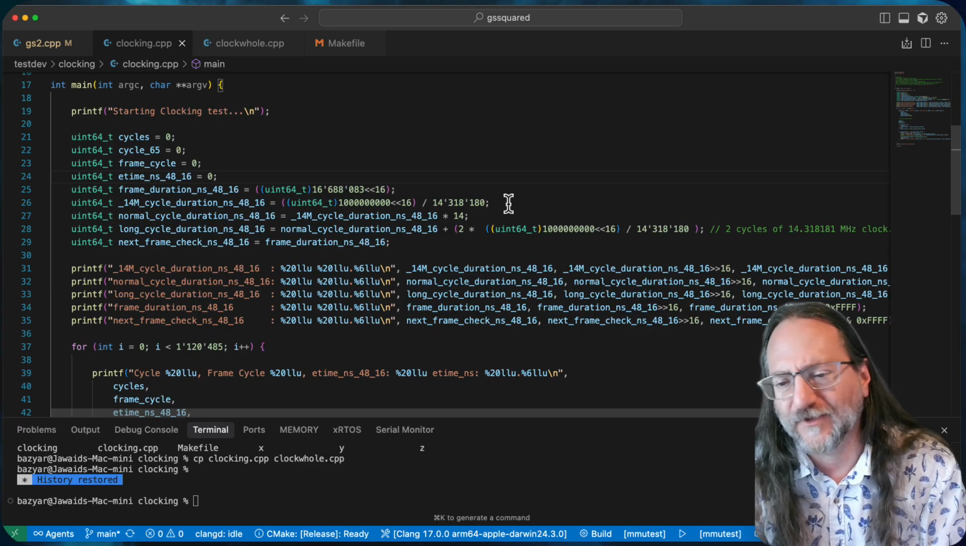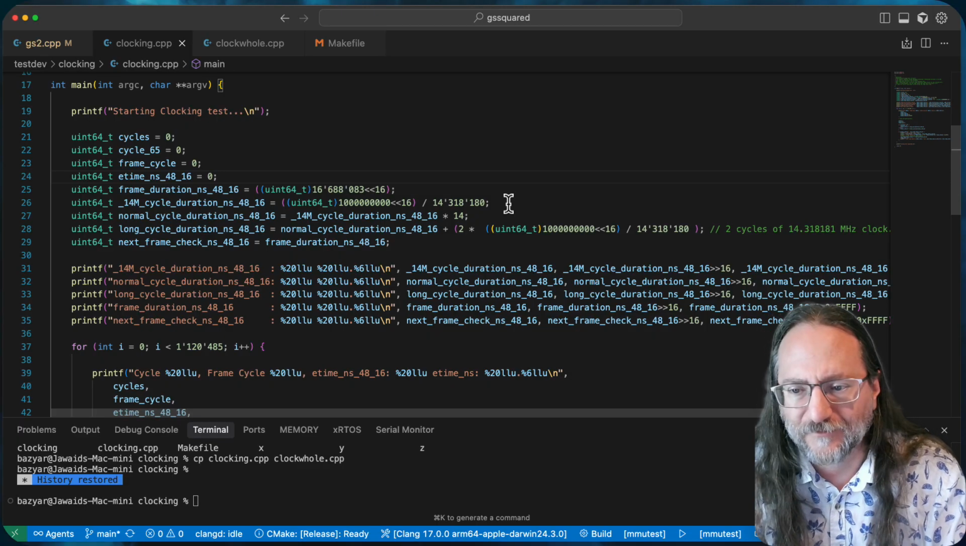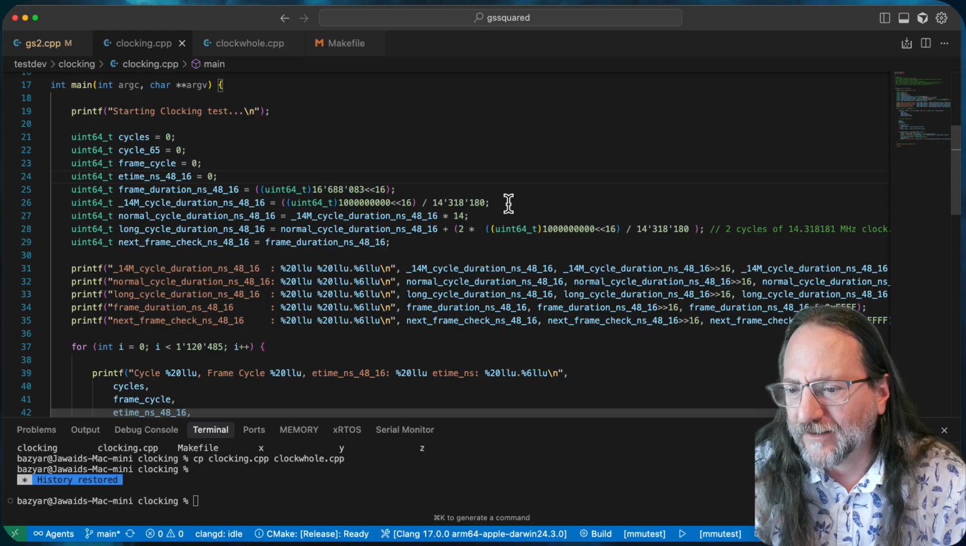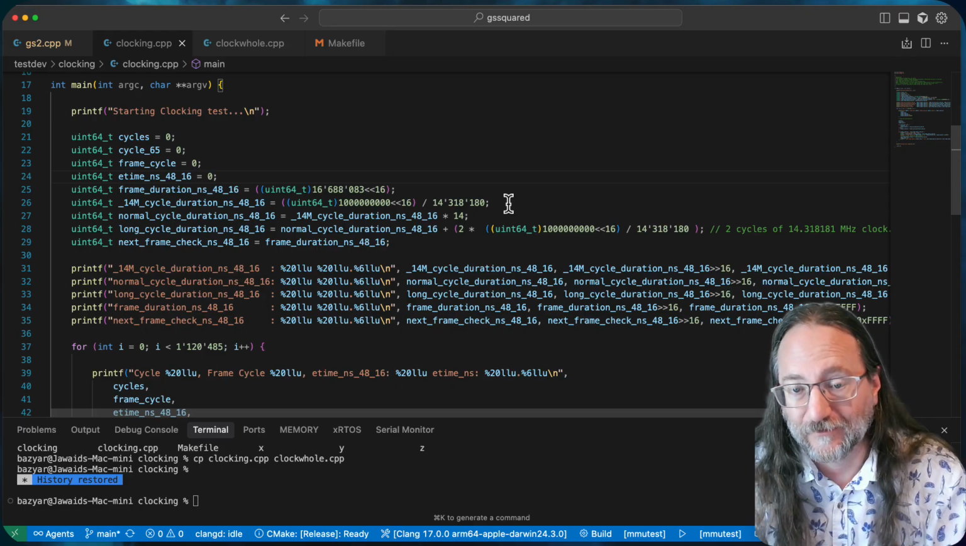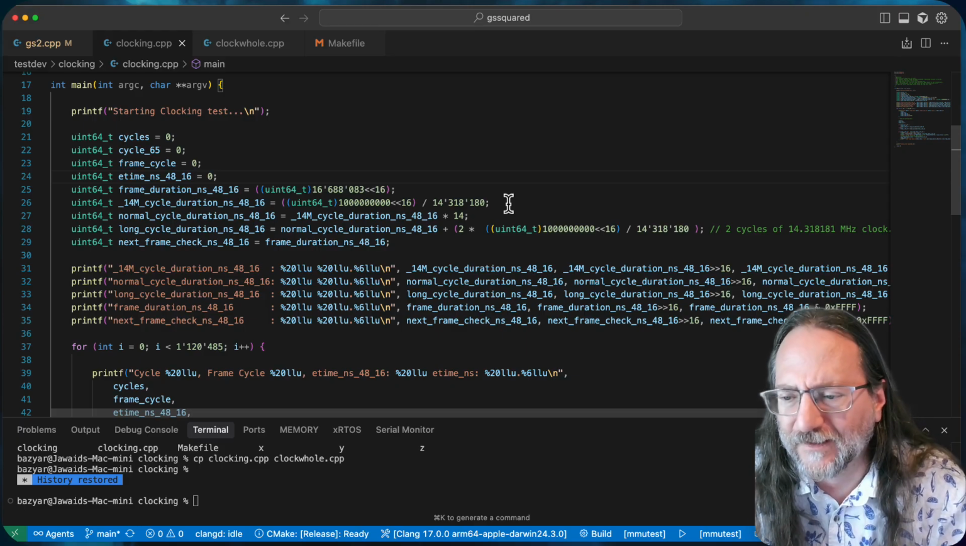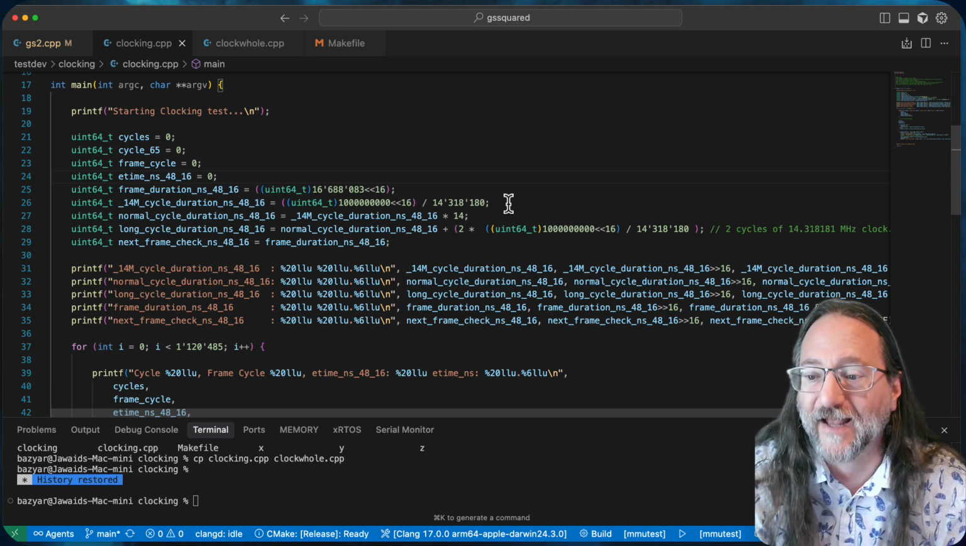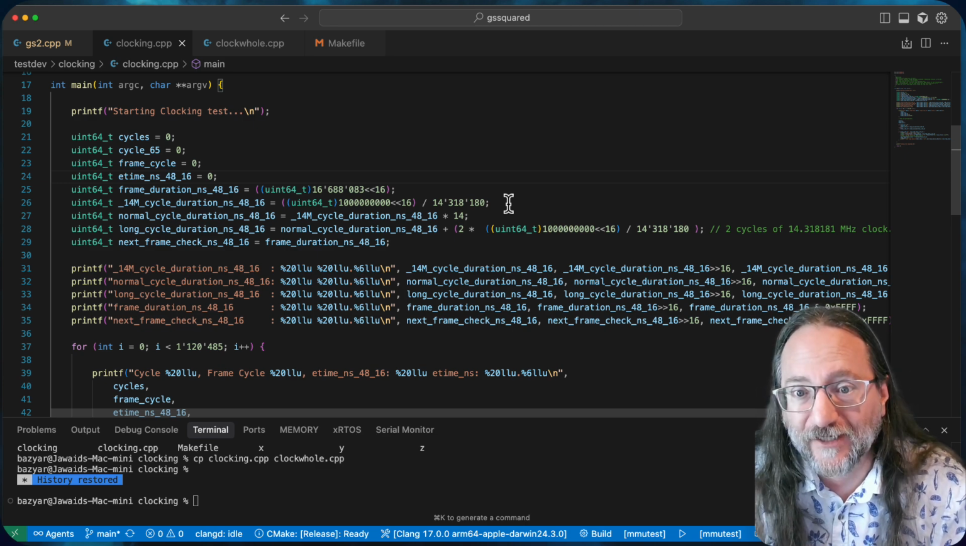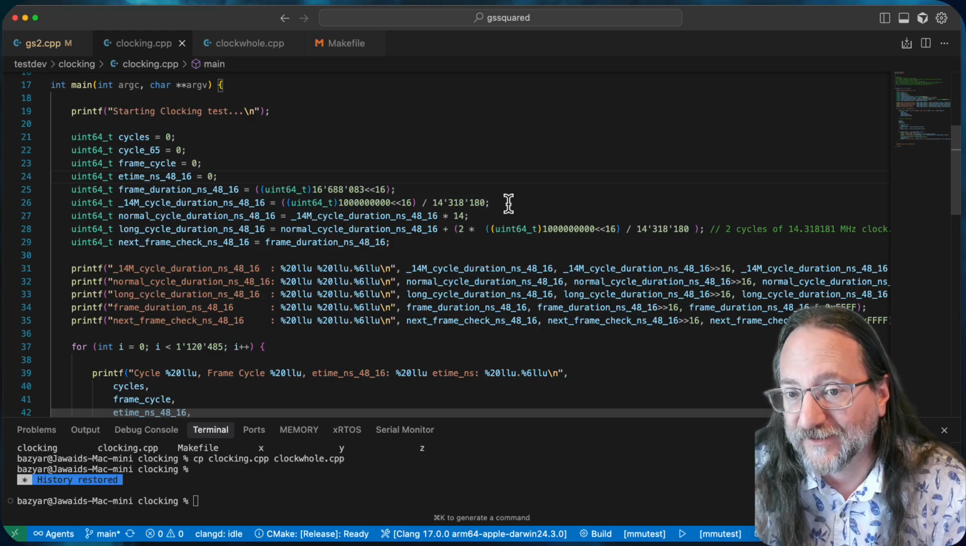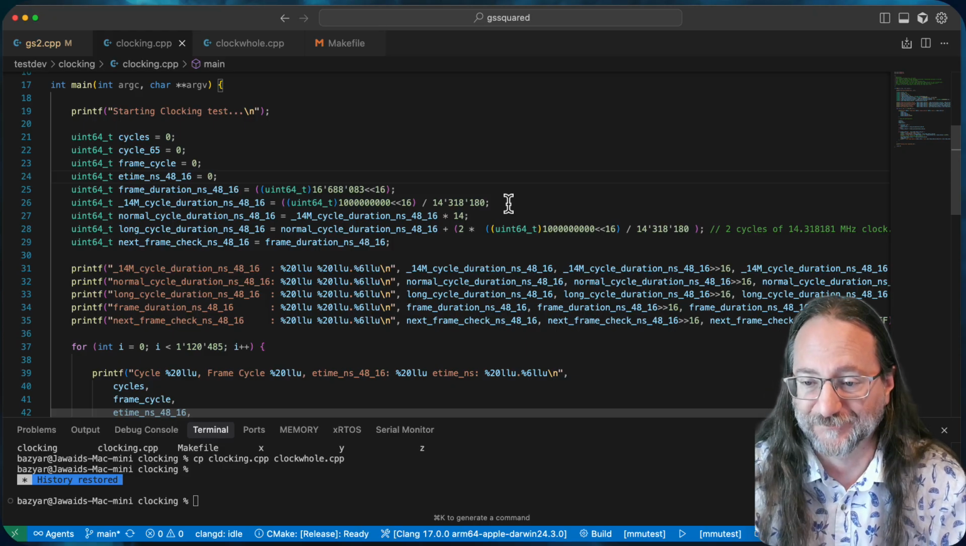Now I chose 48 bits for the whole part and 16 bits fractional. My first attempt was at 8 bits fractional, and that was not enough. It was definitely not accurate enough. And as we'll see here in a minute, even the 16 bits of fractional isn't quite enough.